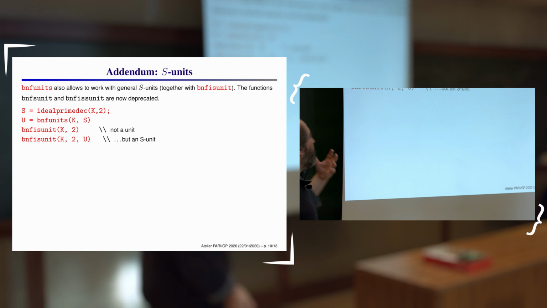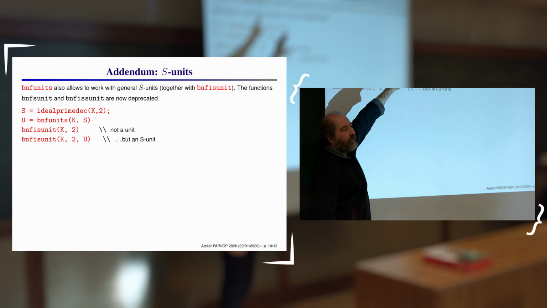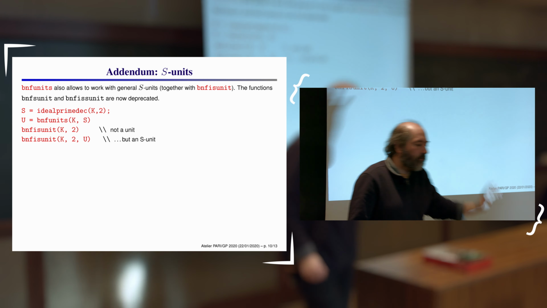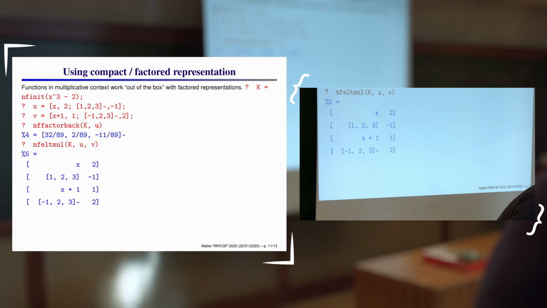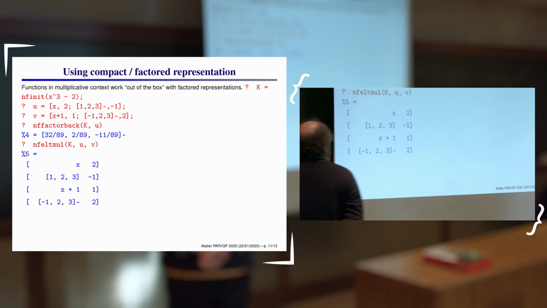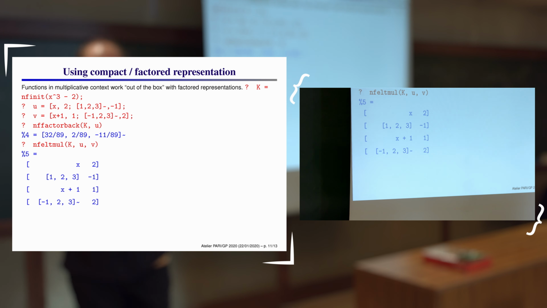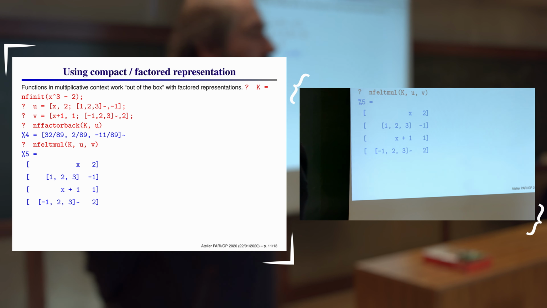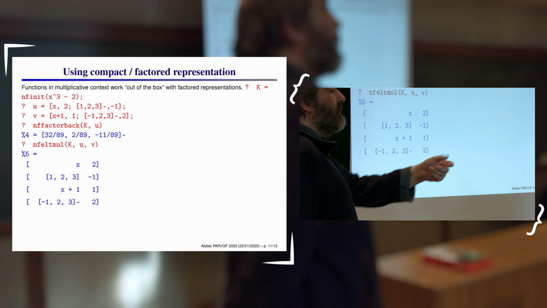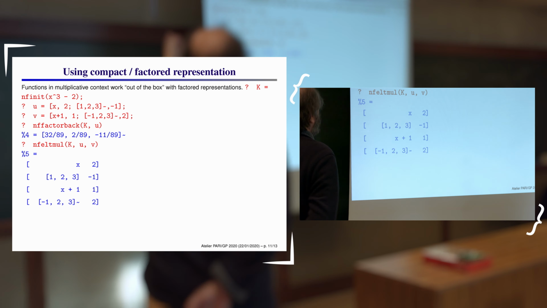So the extra S argument is just meant as an addendum. If you need S units, you can get them with the same function, just add some extra argument. That's all. Okay. So now just some, I'm almost done. Just some examples that show you that if you have an element in compact representation, because you picked it from BNF units, for instance, or because you built it yourself.